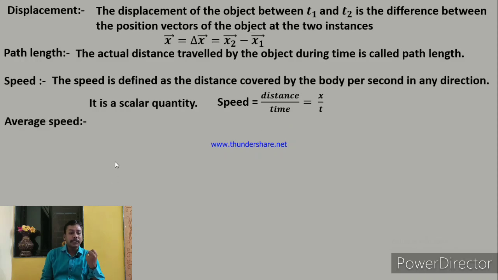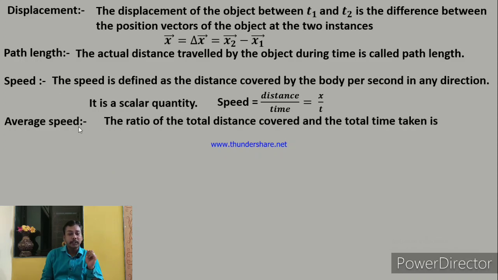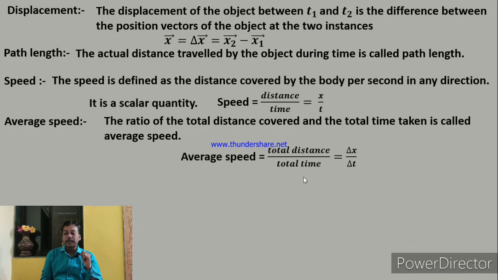Then average speed. What is average speed? Now average speed is the ratio of the total distance covered and the total time taken. During a motion, what is the total distance covered by the object and what is the total time? So the ratio of total distance covered upon total time taken is called average speed, and the formula for average speed is equal to total distance upon total time, that is equal to delta x upon delta t.